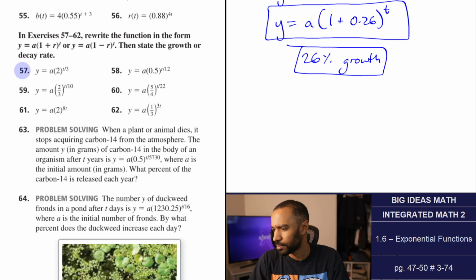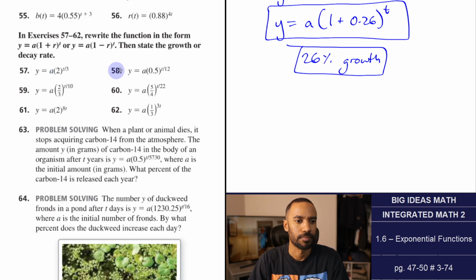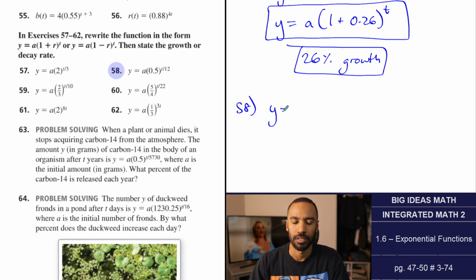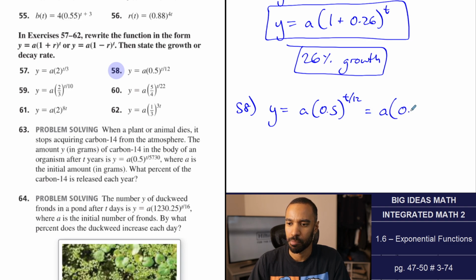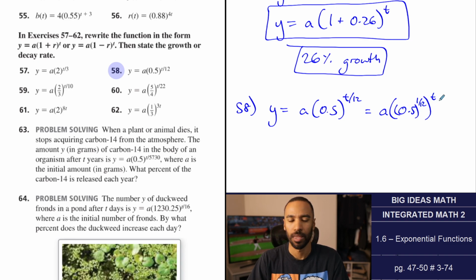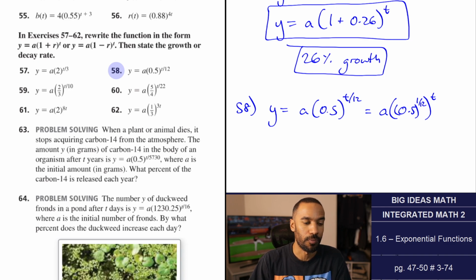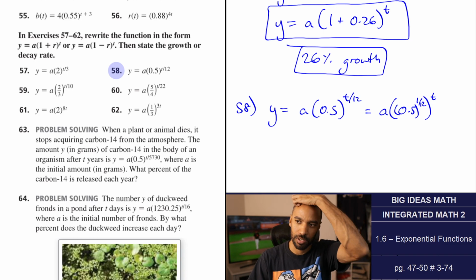All right, number 58. Y equals a times 0.5 to the t 12ths power, which means we do a times 0.5 to the 1/12th power, all raised to the t power, power of a power. We raise 0.5 to the 1/12th. We take the 12th root of that. It's actually going to get pretty close to let's say 0.99.